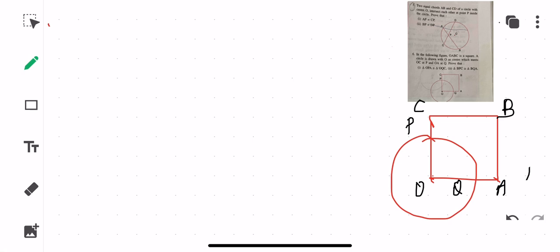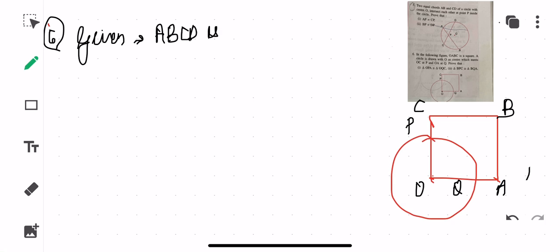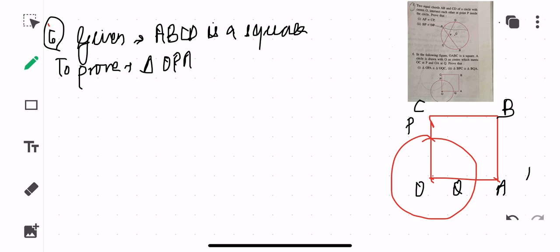Now you have to prove what? In the figure, OABC is a square, a circle is drawn, which means OC and then, okay, so write down what all things have been given. So write down, this is our question number 6. So what is the given part? Nothing has been given, children, except that OABC is a square. Alright, we'll be writing this. Now what do we need to prove? We need to prove that triangle OPA is congruent to triangle OQC. Okay, this is what you have to prove.